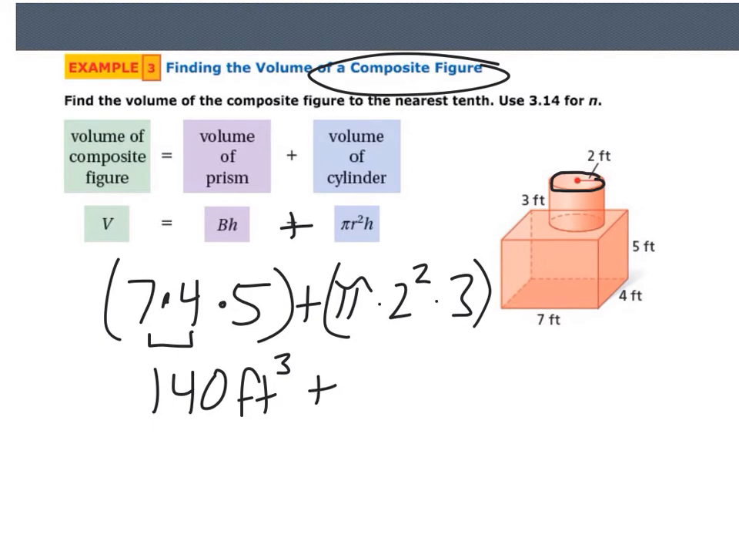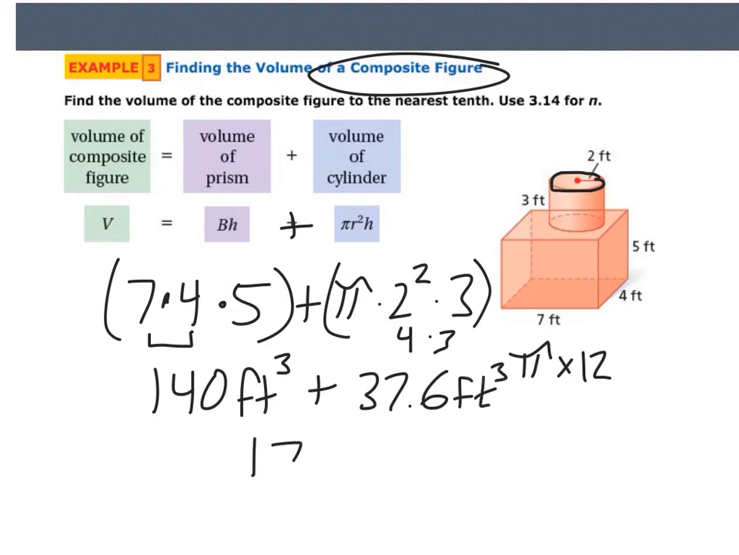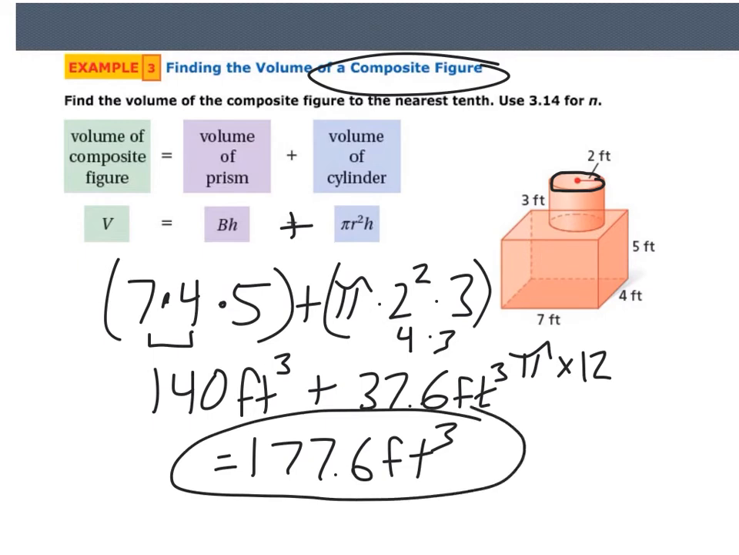Now for the volume of the cylinder part. So it's pi times 4 times 3. 2 squared is 4, times 3 is 12. So if I do pi times 12 on my calculator, give me 1 second, I get 37.6 cubic feet. If I add those up, 177.6 cubic feet for the volume of this composite figure.